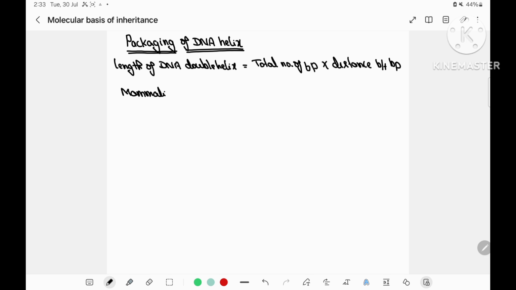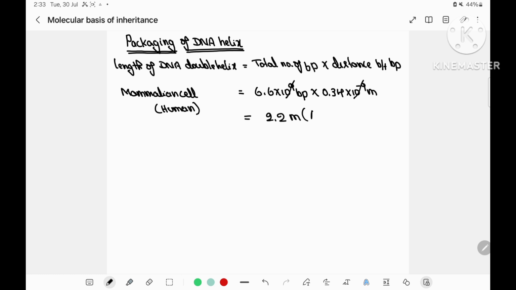If we take for example a mammalian cell, which represents a typical eukaryotic cell, in particular a human cell, the length of DNA is 6.6 × 10^9 base pairs, and it should be multiplied by the distance, that is 0.34 × 10^-9 meter. Then we will get a length of approximately 2.2 meter.